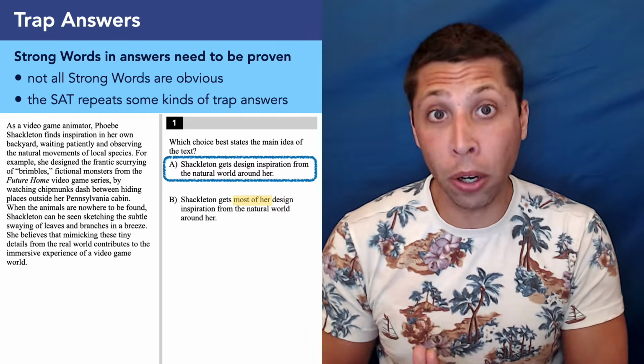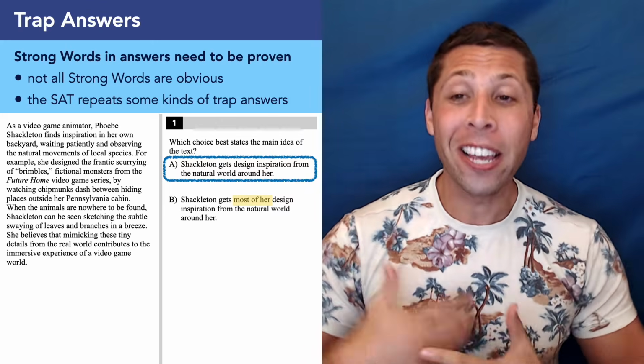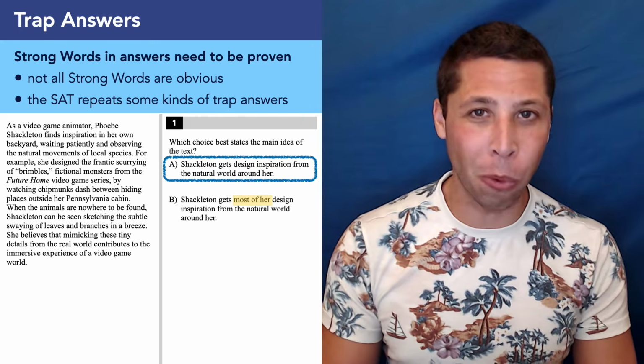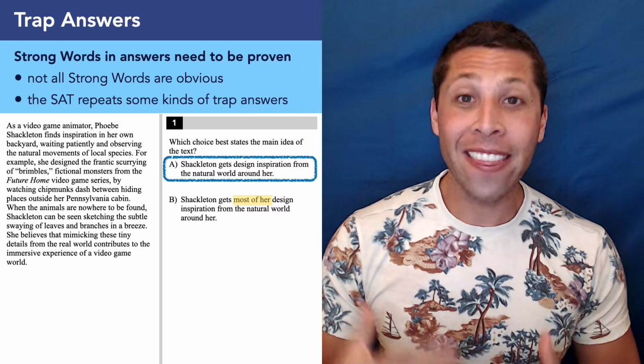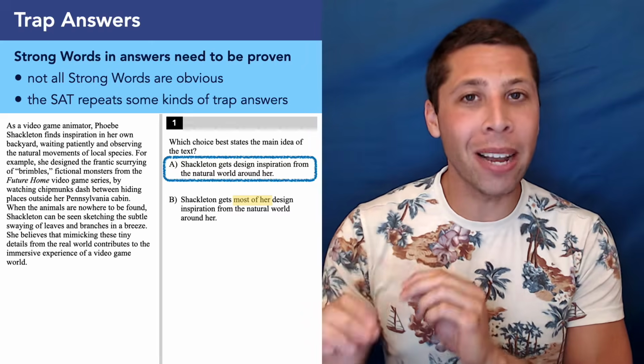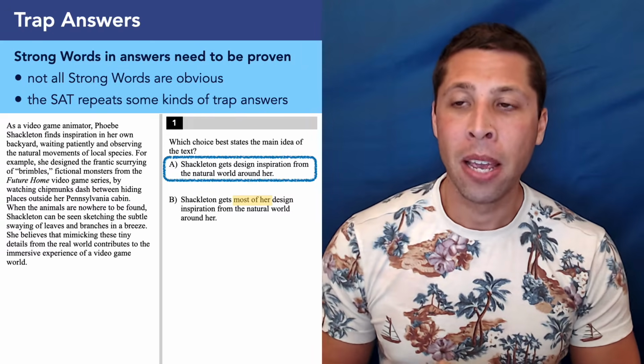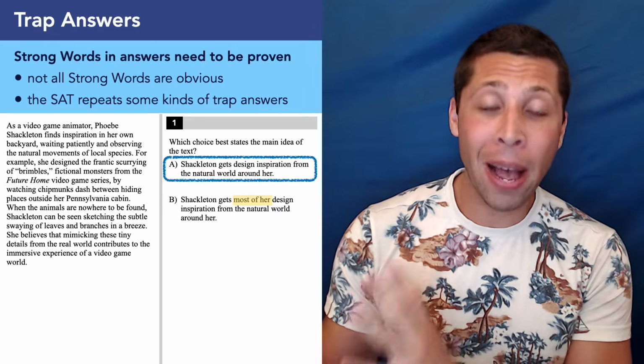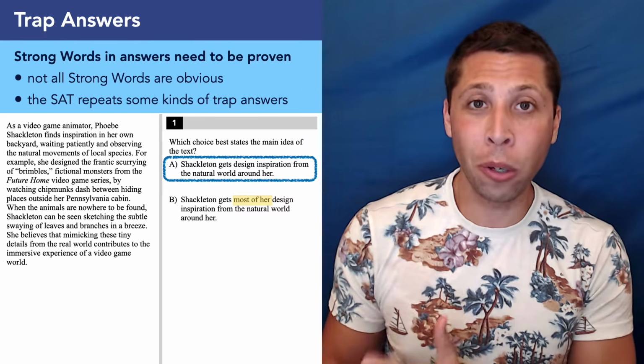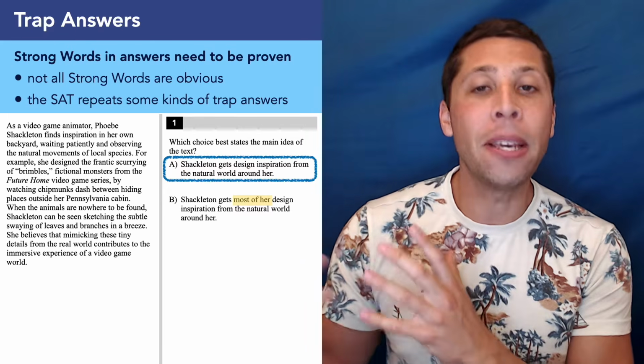It's a strong word that we need to pay attention to, even though it seems like it's not really doing a lot of work in this choice. And that's the thing: these are very subtle words that we might not think of as strong right away. But this passage is only about her inspiration of the natural world, so why can't B be correct?